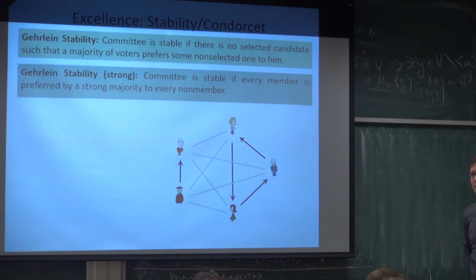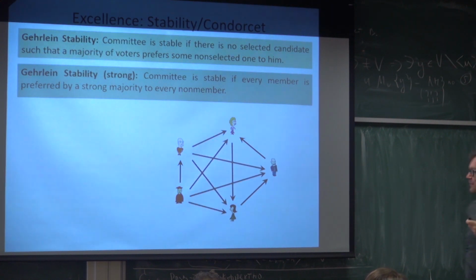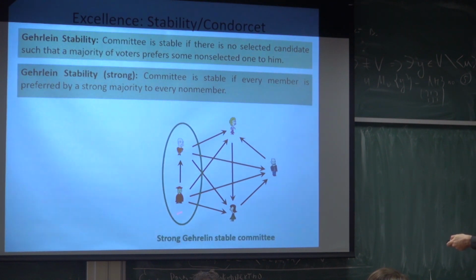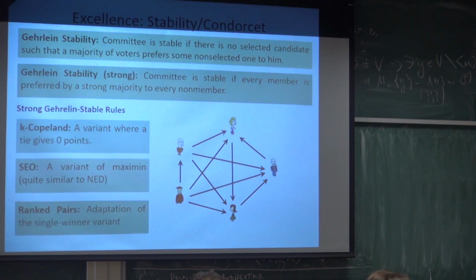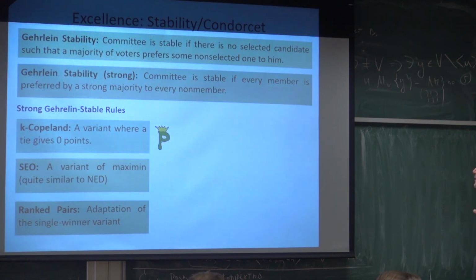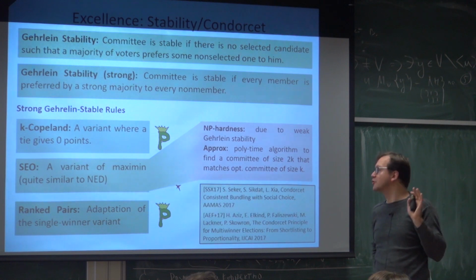Well, in the strong stability, we're saying it's not enough that no one attacks you. You have to attack everyone. So if somehow they were defeating everyone outside of the committee, this would have been a strongly Gehrlein-stable committee. And there's plenty of strong rules. For example, a variant of k-Copeland, which is polynomial time, a variant of Maximin, which we didn't talk about. And for a lot of these, there's some NP-completeness, but there's also approximation. So things become actually possible. So probably this Copeland rule is one of the better choices.